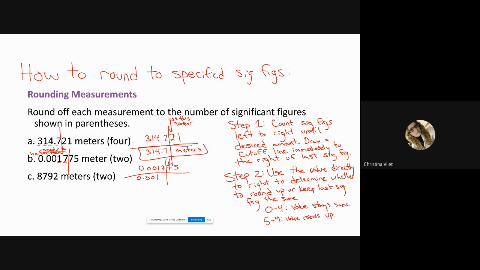We have to use this number to determine, and this is where we look at rounding rules. The number 7 is a value greater than 5 or greater. So that means that this 7, does it stay a 7 or round up? Rounds up. So 0.0018, and that'll be meters.